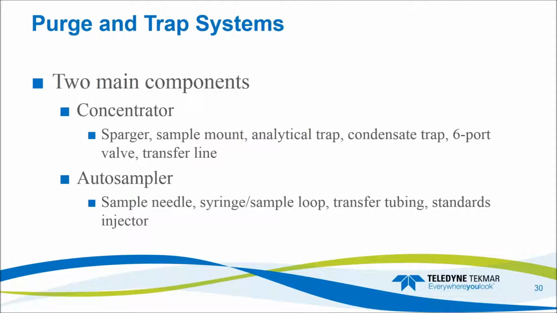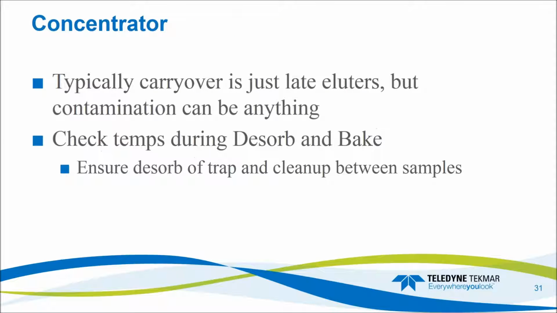Okay, so purge and trap systems are a little more complicated because they're typically broken into two main components. We have the concentrator and its associated components, and then we have the autosampler and its associated components. But again, we can break these into two separate sections, and we can troubleshoot each one separately, and it makes a big job much easier to tackle.